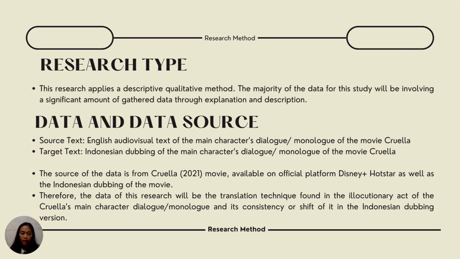The data and data source include two texts, source text and target text. The source text is the English audiovisual text of the main character dialogue and monologue of the movie Cruella, and the target is its Indonesian dubbing. The source is available on the official platform Disney Plus Hotstar, both the English version and the official dubbing version. Therefore, the data of this research will be the transition technique found in the illocutionary act of Cruella's main character dialogue or monologue and its consistency or shift in the Indonesian dubbing version.